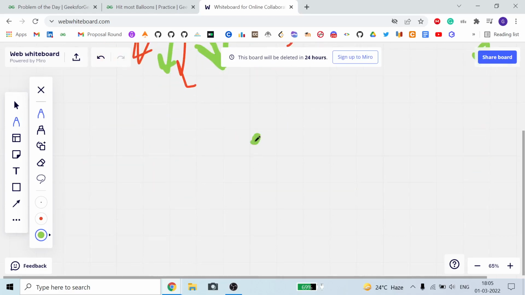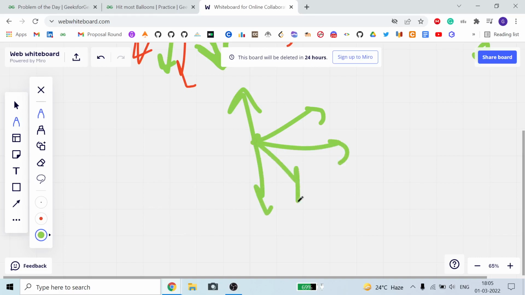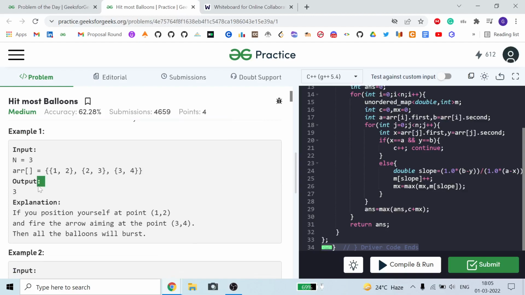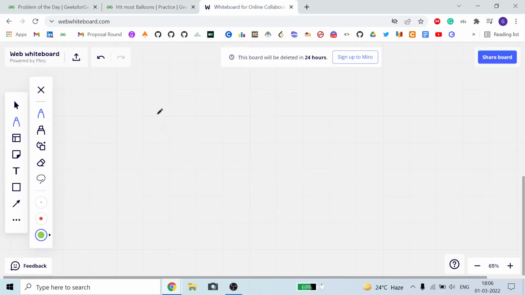So from a particular point we can throw our arrow in any direction. I am saying array again and again because I am habitual of array. So in this problem, according to the output, we can burst or fire all three balloons. The input is 1 2, 2 3 and 3 4. Suppose this is our array.